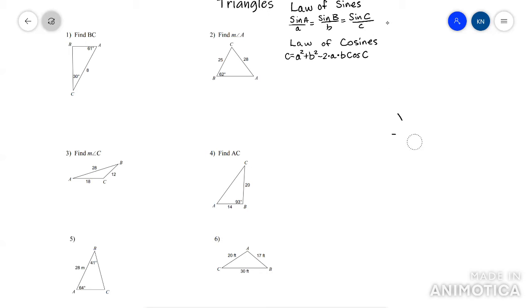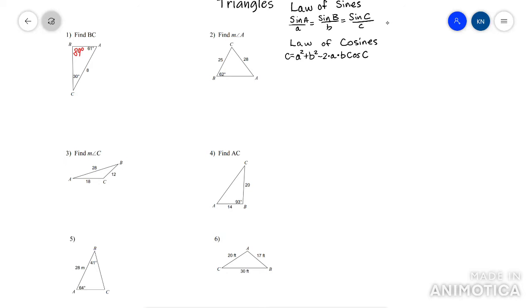All right, look at number 1. They want you to find BC. That means this side length right here. So the first thing I do when I approach this problem is realize that they gave me two angles, which means they really gave me three angles. So these two add up to 91. 180 minus 91 is 89 degrees. So that's the very first thing I do. I fill in that angle.